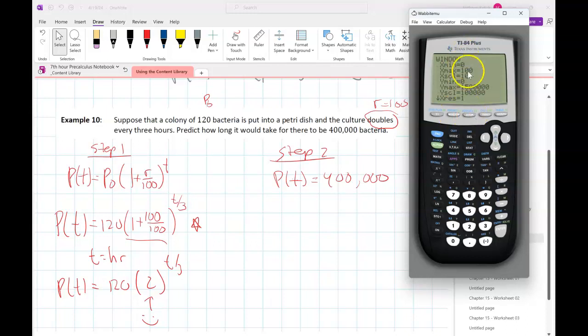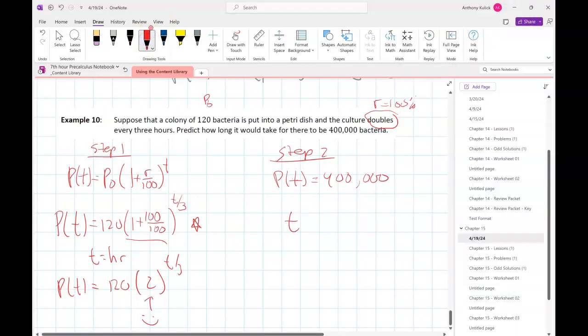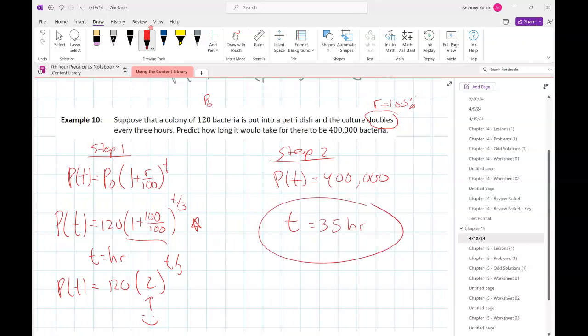For my window, 0 to 100 is probably okay. The max needs to be bigger than 400,000. I'll just do 500,000. I'll hit graph and see if it goes. Woo! Boy, those bacteria were going crazy. Look at how fast they got to 400,000. That was unexpected. So second trace, intersect, enter, enter, enter. I get t equals 35. And because t was just in hours, that's just 35 hours.